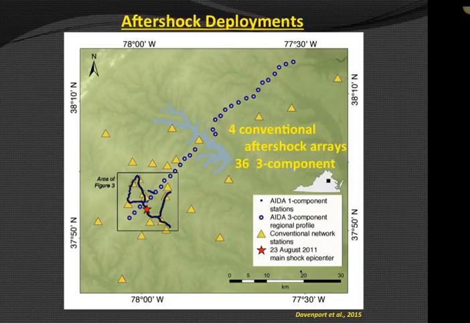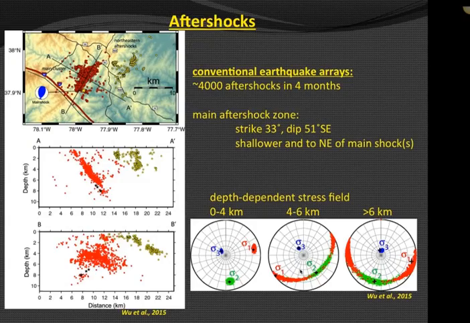Next slide. These data have been analyzed by several people. I'll show a few results from the people here at Virginia Tech. They looked pretty closely at the first 4 months of the aftershock sequence, in which time they recorded about 4,000 locatable aftershocks. The map at left shows those aftershocks with a scale bar of 10 kilometers. It's a fairly small aftershock zone for a magnitude 5.8 earthquake. And at the bottom left you can see a cross-section, cross strike and along strike.